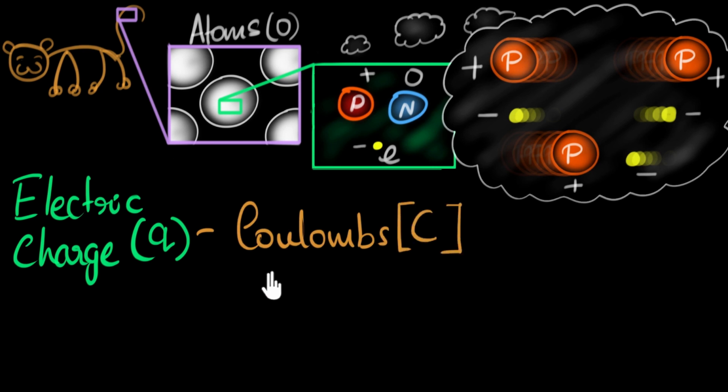So just like how we measure mass in kilograms and we measure height in, say, meters, we measure charge in coulombs. And the word coulomb is named after the French scientist Charles Coulomb, who did a lot of work in investigating the force between these charged particles.